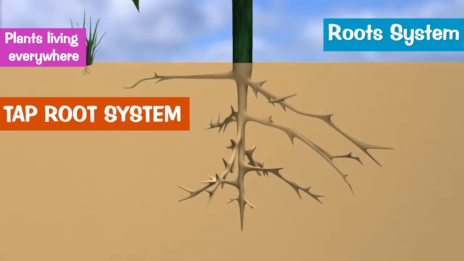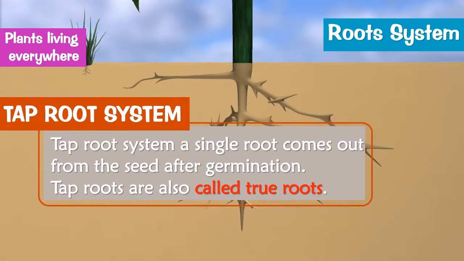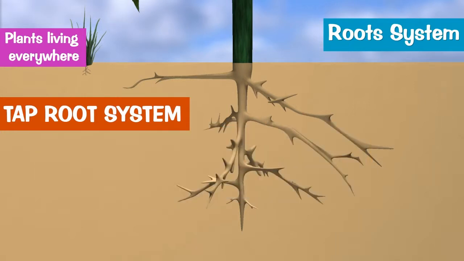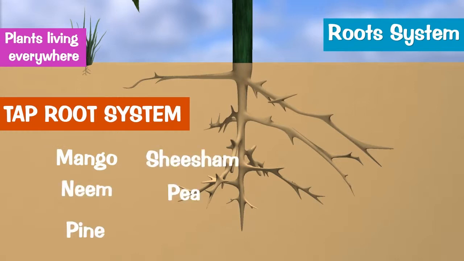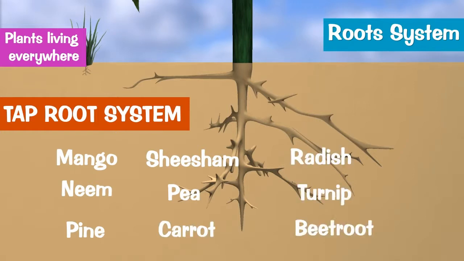Taproot system. In the taproot system, a single root comes out from the seed after germination. Taproots are also called true roots. Later, smaller roots called lateral roots branch out from this primary root. Mango, neem, pine, shisham, pea, carrot, radish, turnip, and beetroot are the examples of plants in which taproots are found.